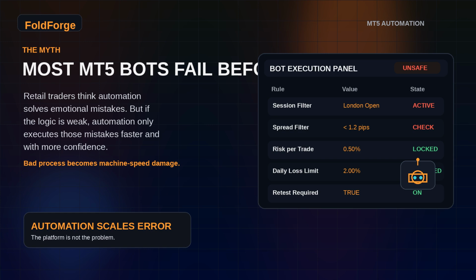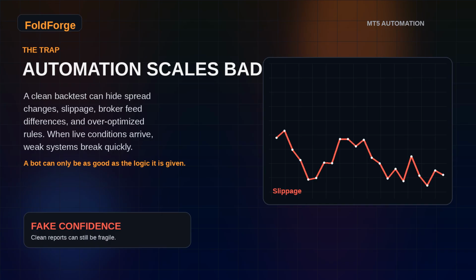Most traders think automating a strategy in MT5 is mainly a coding problem. It is not. The coding part is usually the easy part. The real reason most automated systems fail is that traders automate bad logic, bad assumptions, and bad risk management at machine speed. So in this video, I want to show you how to automate trading in MT5 the right way, so the bot is not just active, but actually worth deploying.